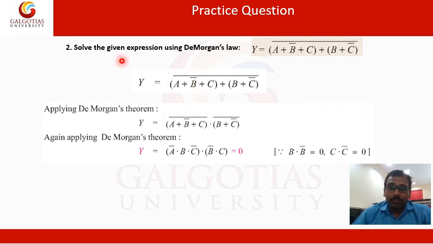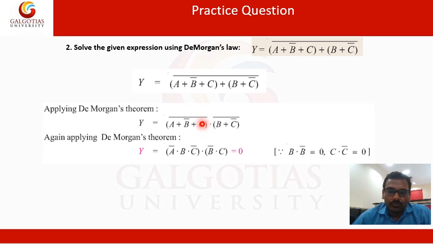In this problem, we will solve this Boolean expression and simplify it by using De Morgan's law. The expression is A plus B bar plus C plus B plus C bar whole bar. Now we will solve it by using De Morgan's theorem. We take this bracket as one term and B plus C bar as one term. Using De Morgan's theorem, it will be A plus B bar plus C bar dot B plus C bar whole bar.